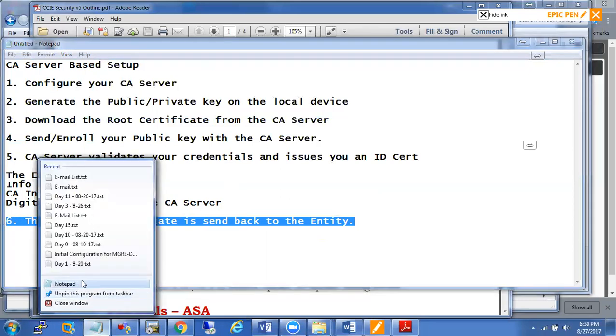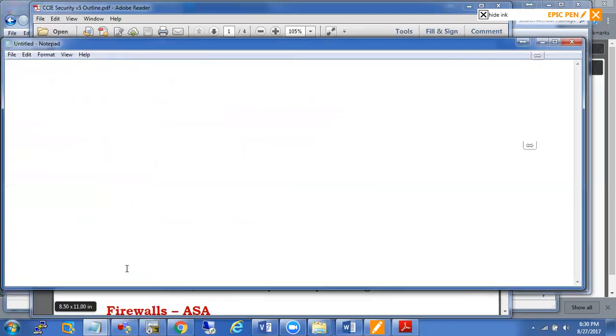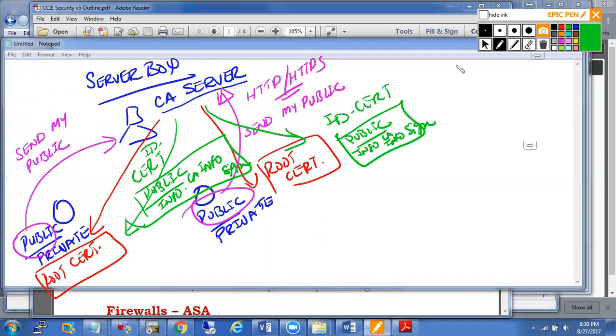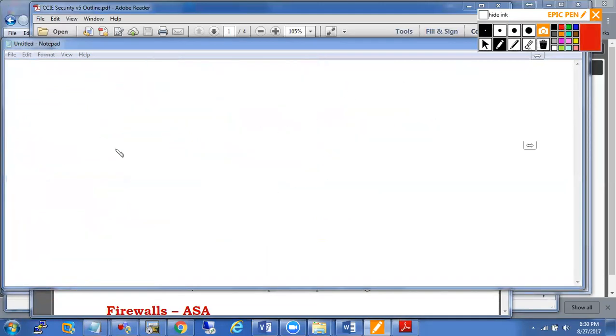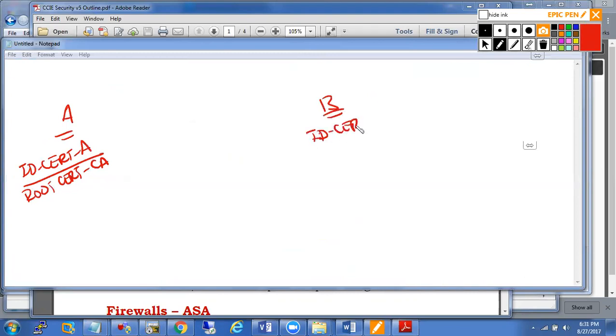So now coming back and doing the same thing over here, let's take a look at this real quick. So at the end of this procedure, what would I have? Entity A will have the ID cert for A. Okay. And I'll have the root certificate for the CA server. What would B have? ID cert for B and the root certificate for the CA server.